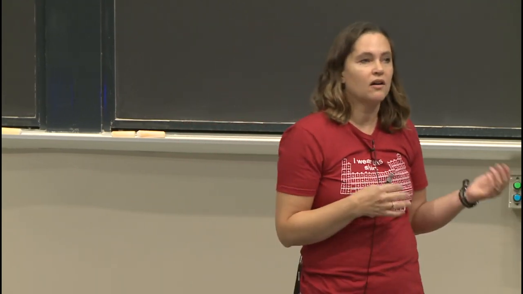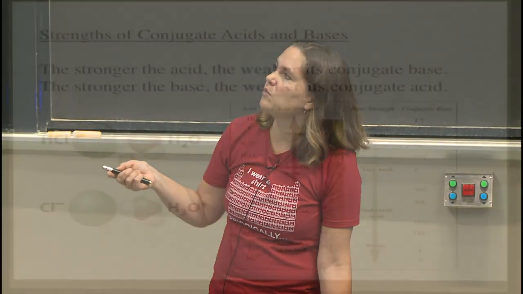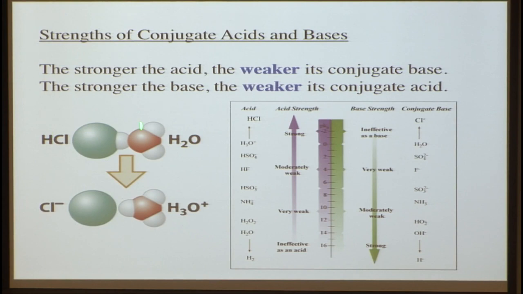now let's talk about conjugate acids and their bases. This is super important for buffers that hopefully we'll get to in class on Friday. So the stronger the acid, the weaker its conjugate base. The stronger the base, the weaker its conjugate acid. And here we have HCl, which we determined was a strong acid a little while ago, giving up its hydrogen ion to water, forming hydronium ion and Cl minus. Cl minus is not a very good conjugate base. It's not a good base.